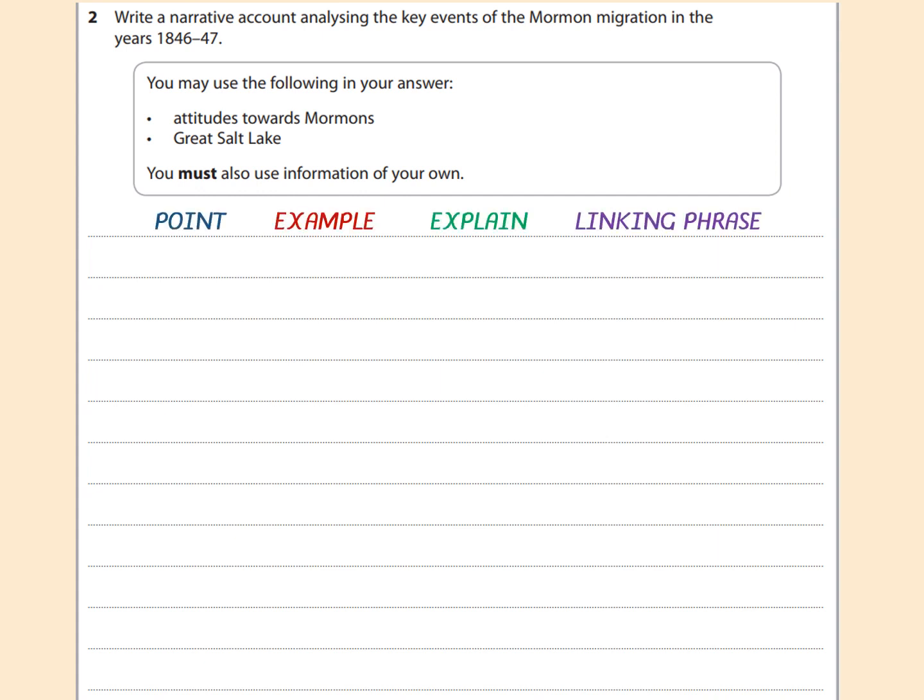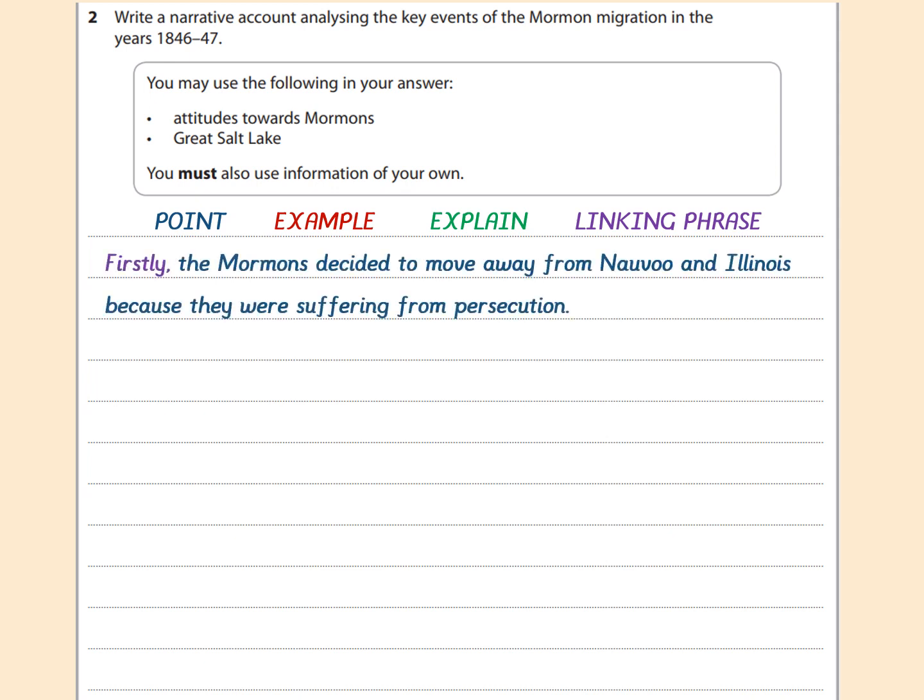I often advise my pupils to use a technique like this, making a point, giving an example, explaining it, and then making a link either back to the question, or in this case, using linking phrases showing how one event leads to another. These can also be handy for showing the chronological nature of the events. So let's get going. Firstly, the Mormons decided to move away from Nauvoo and Illinois because they were suffering from persecution, so already referring to attitudes towards the Mormons.